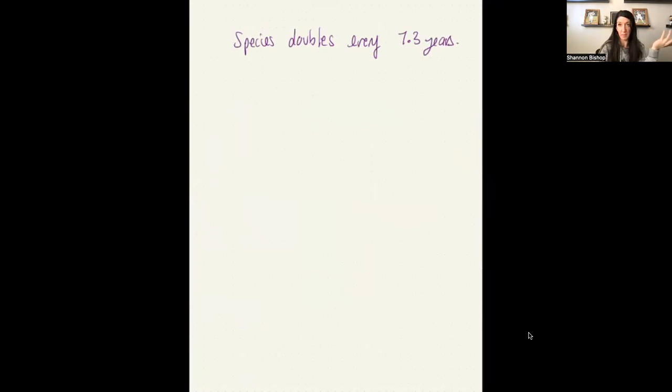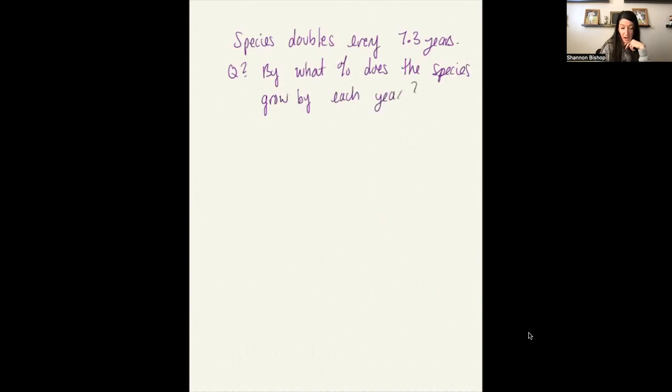Well, the question might be then, by what percent does the species grow each year? That could be a question that I would ask based on this information. So first and foremost, please acknowledge the skeleton is the same. I'm still going to be looking at the change factor raised to some unit of time.